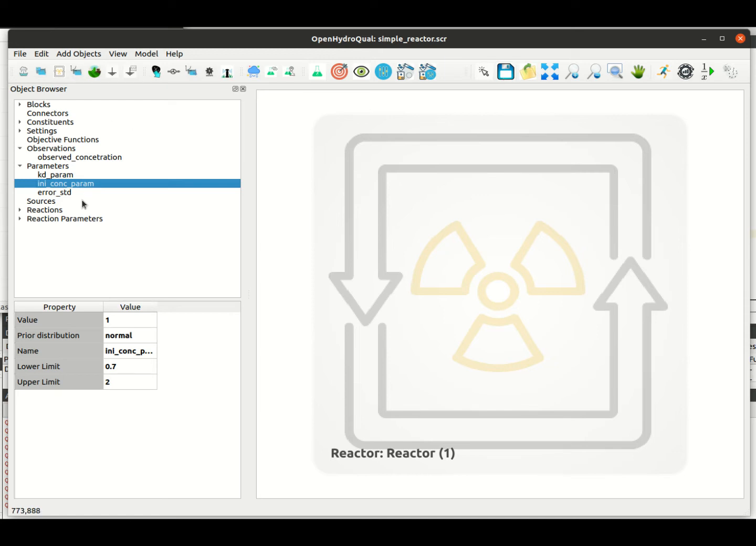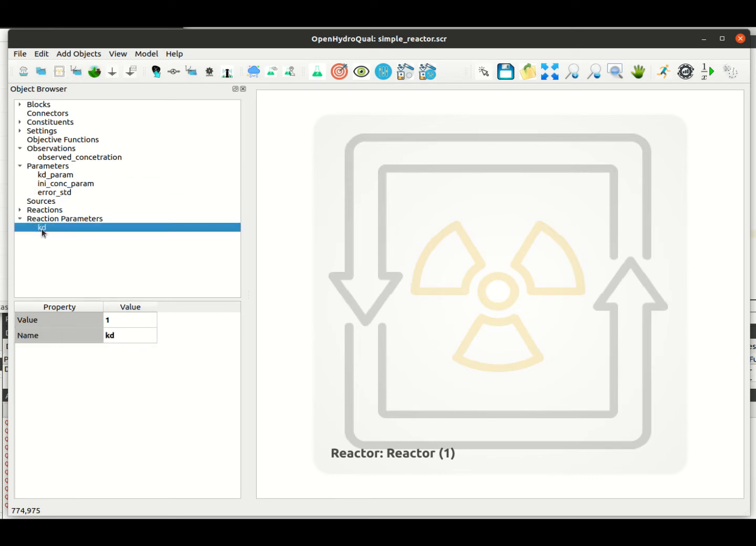Let me save. Then I want to assign these parameters to the things that I want to assign them to. At this point, the model has no idea how to use these parameters. I have to provide that information. So I will go to reaction parameters. This is reaction parameter KD, and what I want to say is that as the value of the reaction parameter, use this parameter KD param, right? So instead of 1, use this KD underscore param. So I right click on the value, I pick the parameters, and then I choose KD param, right?